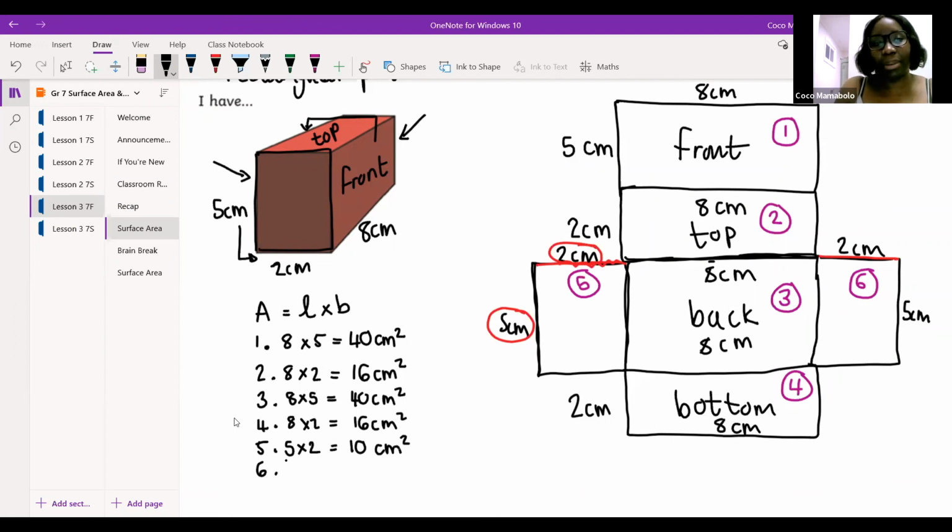And for number 6, guys, I'm also going to get 5 times 2, which is equal to 10 centimeters. Now, if I want my surface area, all I'm going to do is add them together. Therefore, I've got 40 plus 16 plus 40 plus 16 plus 10 plus 10. That's going to give me 40, 80, 90, 100, 116, 132 centimeters squared.